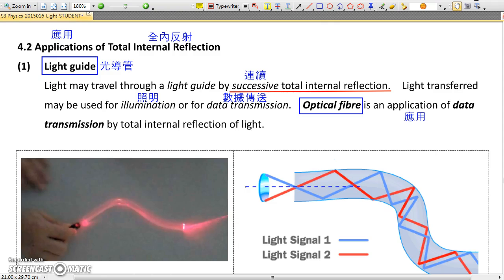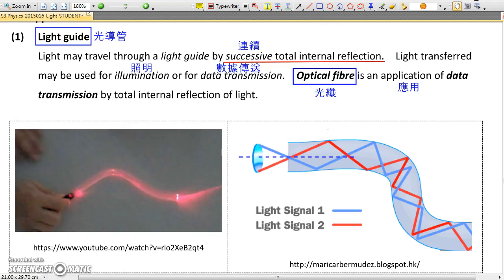Let's move on to the second part. Applications of total internal reflection. Here, we are going to discuss 4 applications of total internal reflection. 1. Light guide. Light travels by successive total internal reflection inside a light guide, so that it may be used for illumination or data transmission, such as optical fiber.